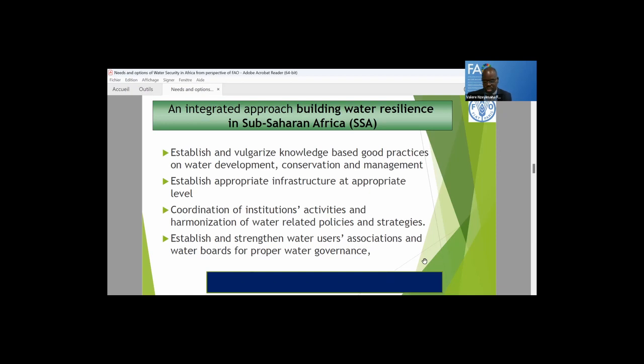You also need journalists who will dedicate themselves to water business. And it is a big business. You have journalists specialized in sport, but we rarely have journalists specialized in water business. And it is really important. Awareness creation is necessary to have this integrated approach for water resilience. Next slide, please.